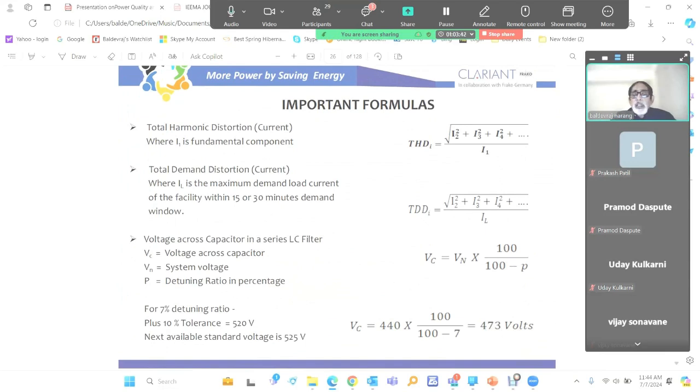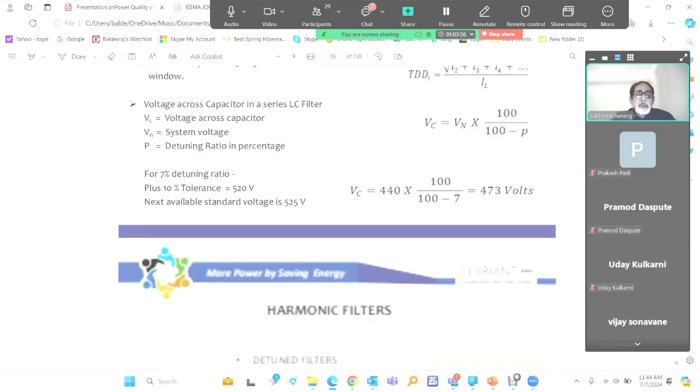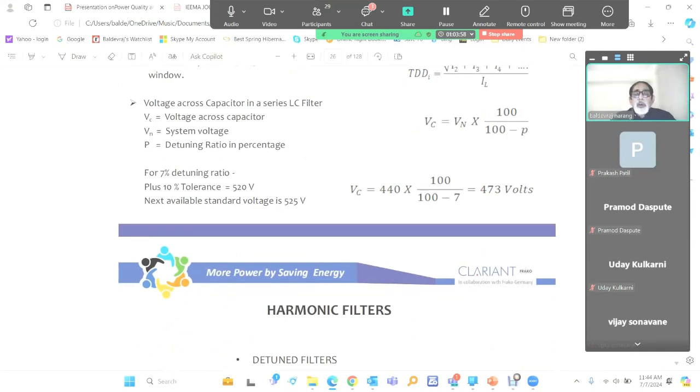So these are some formulae, and this is the voltage I mentioned. We have a voltage rise across the capacitors when we connect the reactor. So it is normal voltage multiplied by 100 by (100 minus P), where P is, suppose, a 7% reactor. So this is how we calculate it. For a 7% reactor, which is most common, the capacitor should be above 473 volt. Normally we use 525 volt.